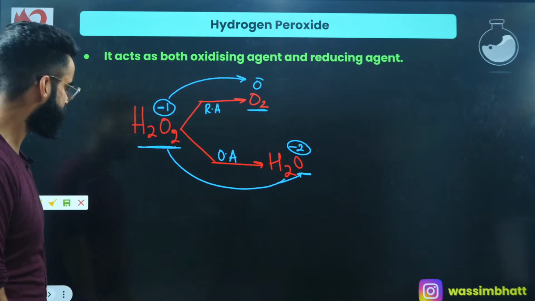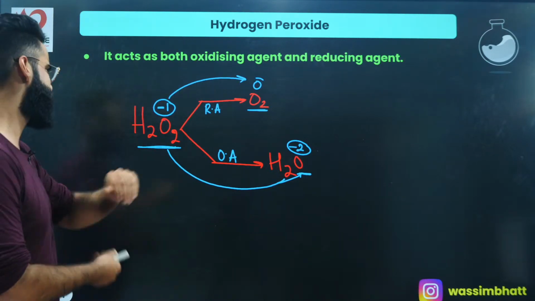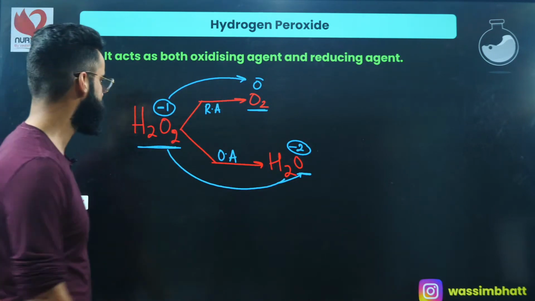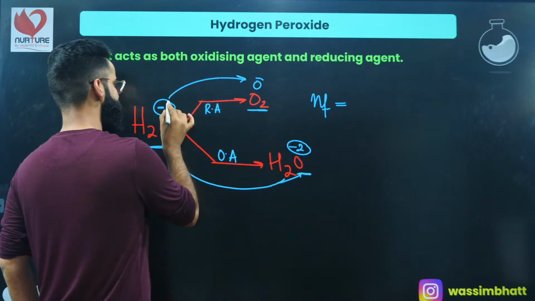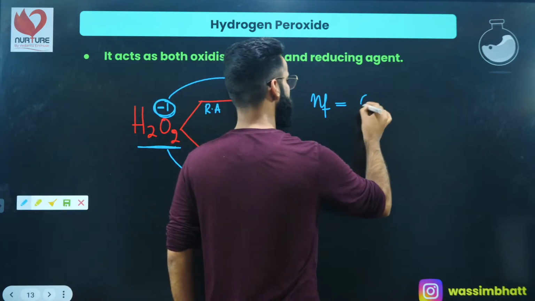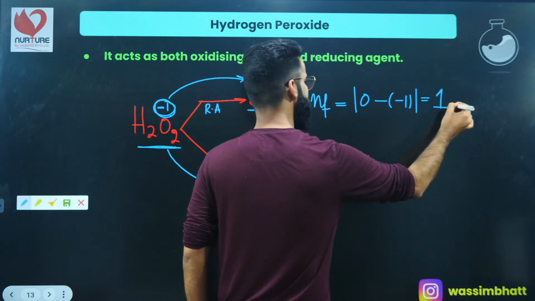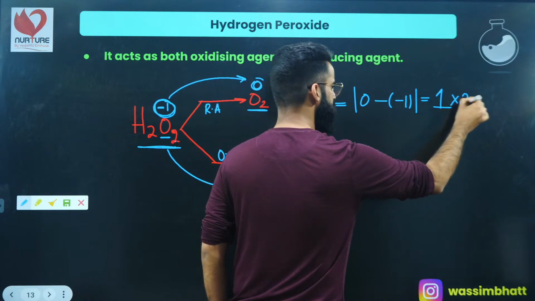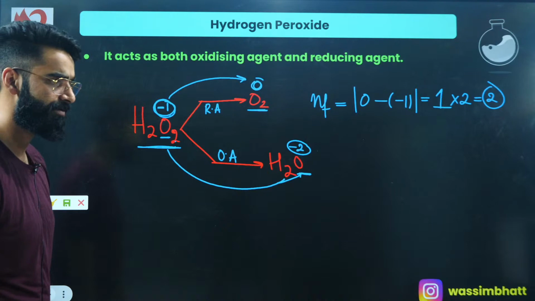So now, when H2O2 acts as the reducing agent, what is going to be its N factor? When the same H2O2 acts like the oxidizing agent, what is going to be its N factor, right? Let's calculate it. See guys, N factor of H2O2 when it acts as the reducing agent. This is the initial oxidation state, this is the final oxidation state. Final minus initial. Final is 0, initial is -1, the value comes out to be 1. 1 is the change in the oxidation state for one atom of oxygen, but I have two atoms of oxygen, so I'm multiplying it with 2. So the N factor of H2O2, when it acts as the reducing agent, is going to be 2, right?